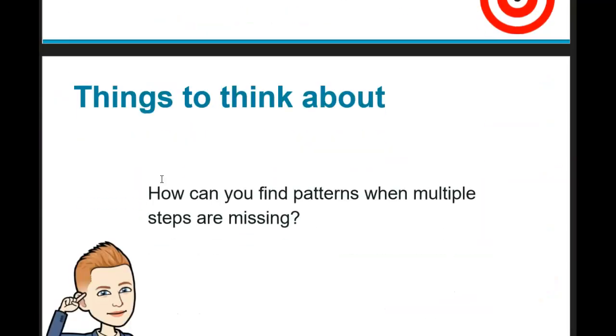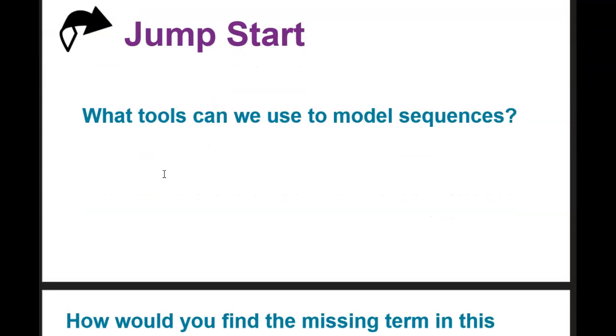And here's some things to think about. How can you find patterns when multiple steps are missing? Are there things we know about patterns that we can apply to ones that have missing steps already? Okay, so first, what tools can we use to model sequences? Can you think of any that we've used up to this point?